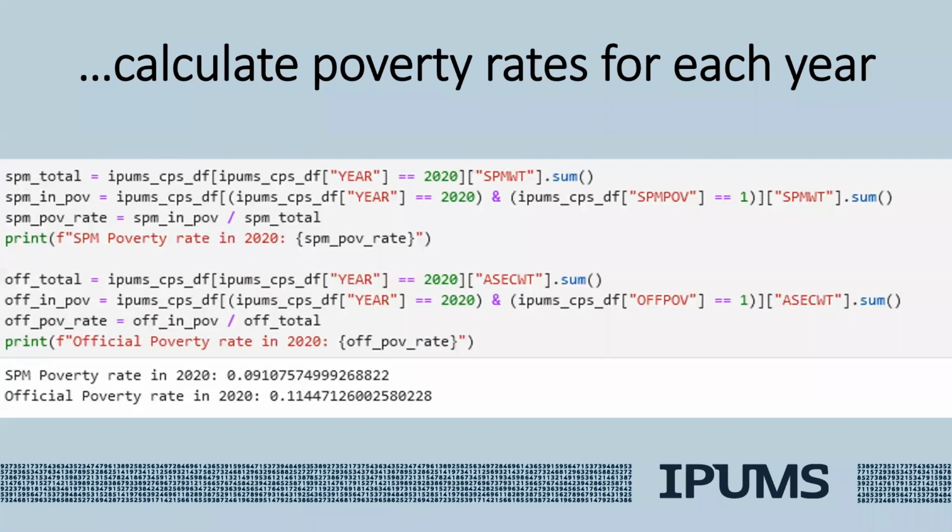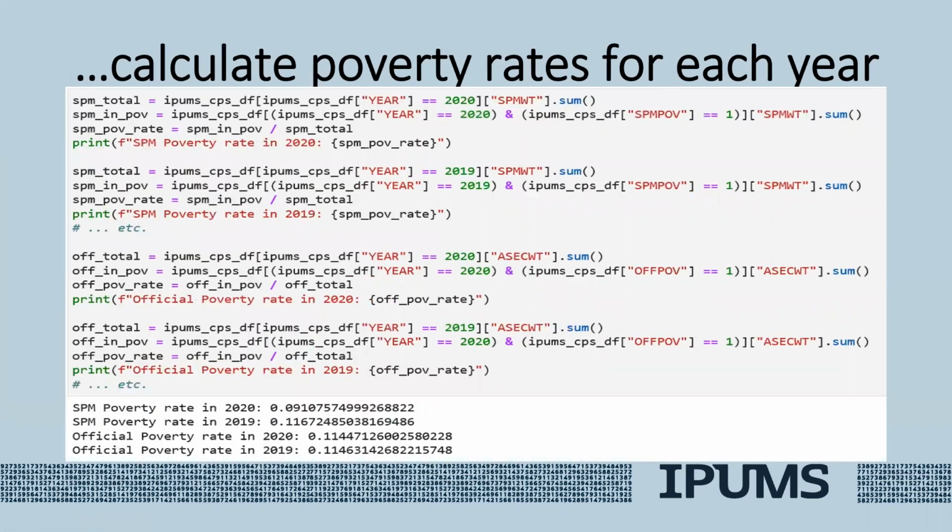But remember, we wanted to do this for the official poverty measure as well. So here I have added some code to do the same procedure with the relevant OPM variables. In this case, what we're changing here is the weight variable. We just want the normal ASEC weight, and we're using the OFFPOV indicator to select folks who are experiencing poverty. And again, we've got a little print statement to show us the results.